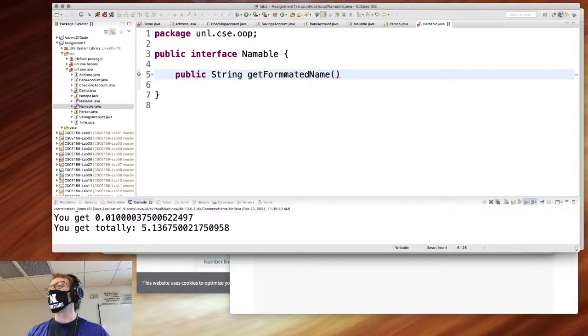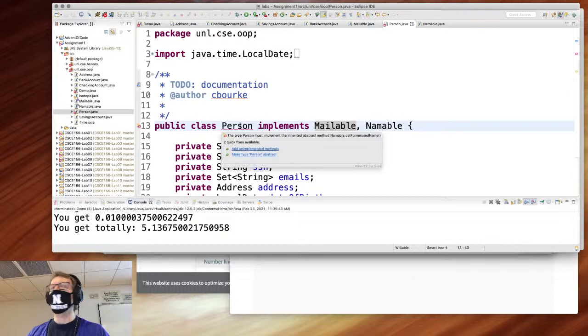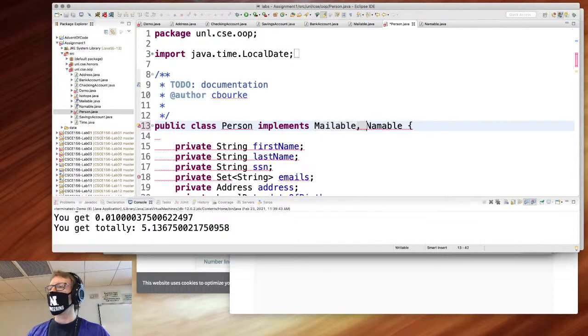Is there one M? No, there's two M's, right? I don't know. Who cares? Right. And let's make a person nameable. Implements mailable, and now I'm going to have to remember nameable. And I don't think it's like that. Oh, no, it is. Okay, comma. Right, a comma delimited list of things. I thought it was like this, but nope, it is a comma delimited list. And then add unimplemented methods over down here.